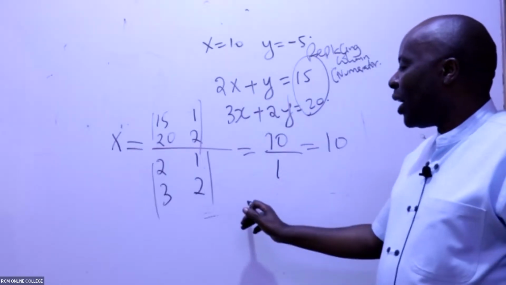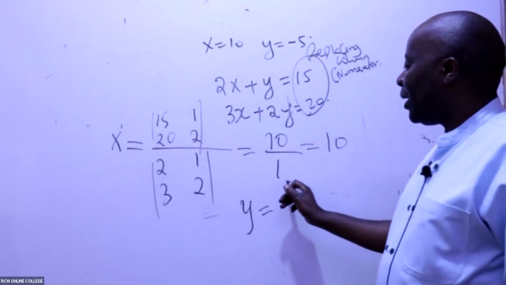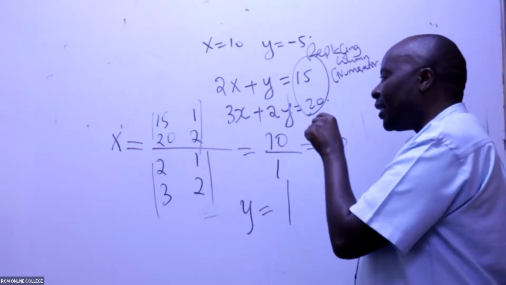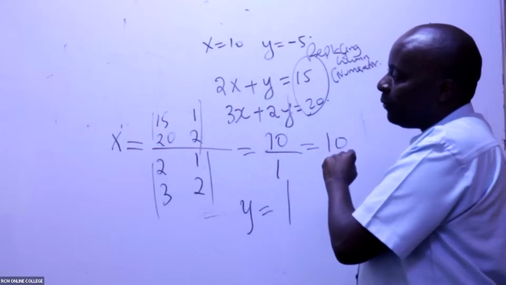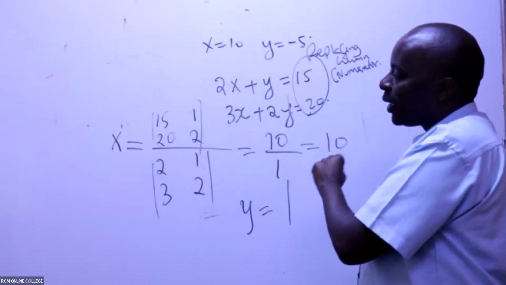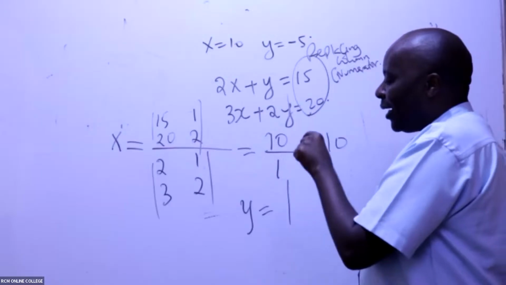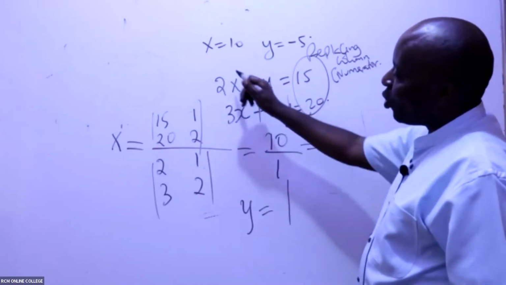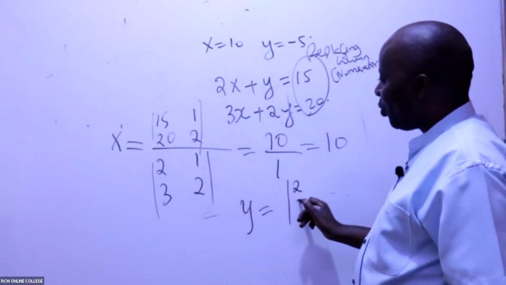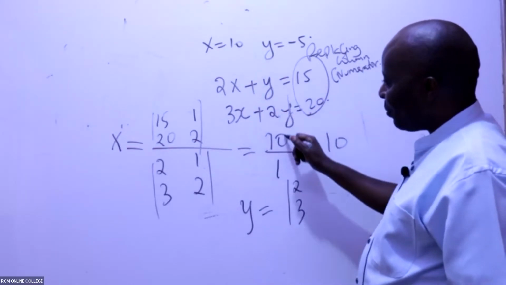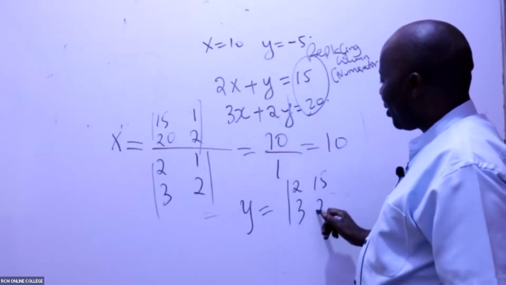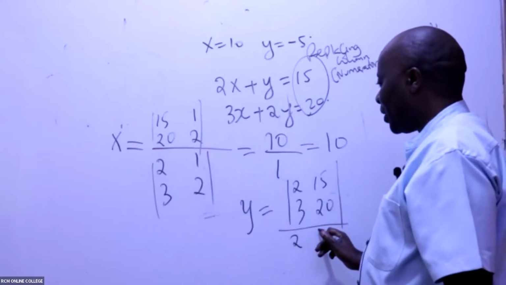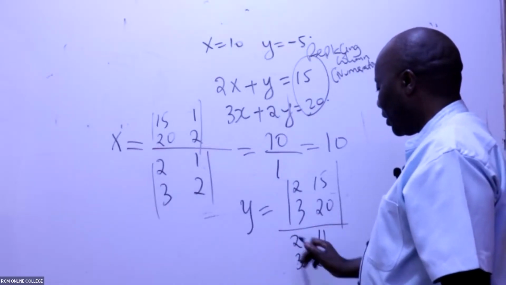Already I've done x. Now I'll be able to go to y. So how do I get y? Very, very easy, numerator. If they want me to find the value of y, it is the column of y that will disappear. Remember that y is column number 2. So column number 1 remains. So we have here 2, 3. And then the column of y is disappearing, so we have here 15, 20, over this denominator. The denominator doesn't change. 3, 2, like that.